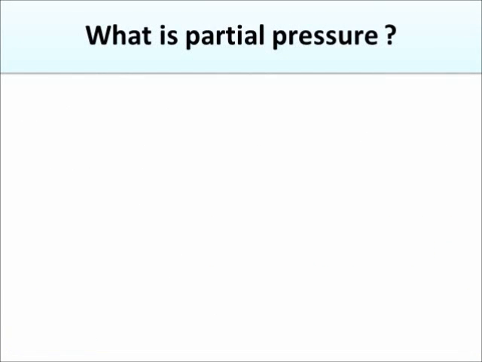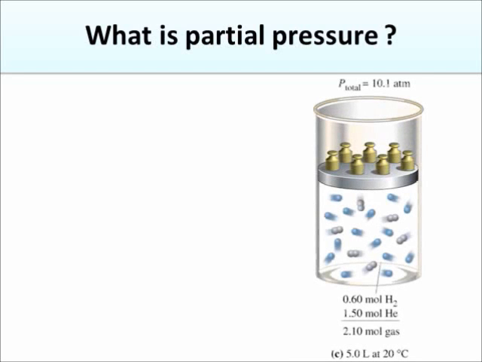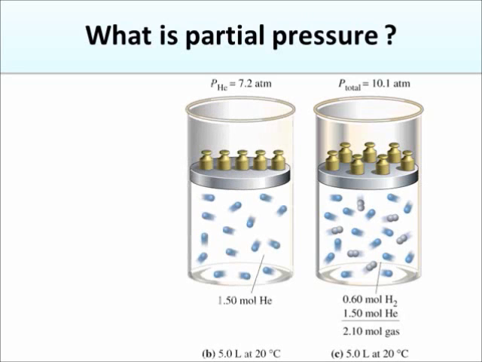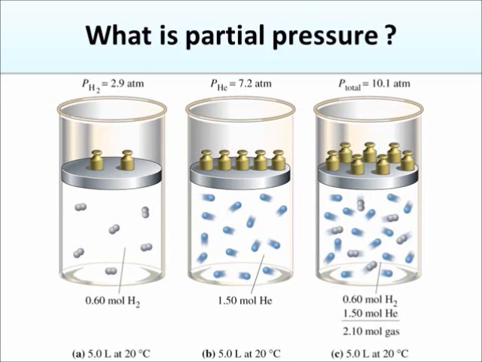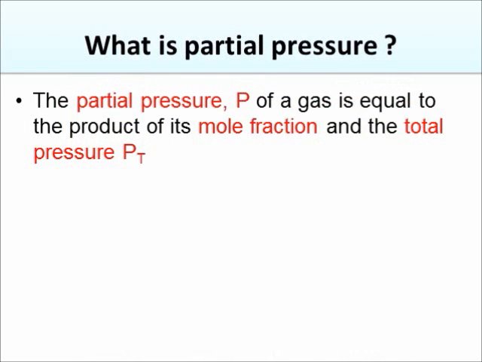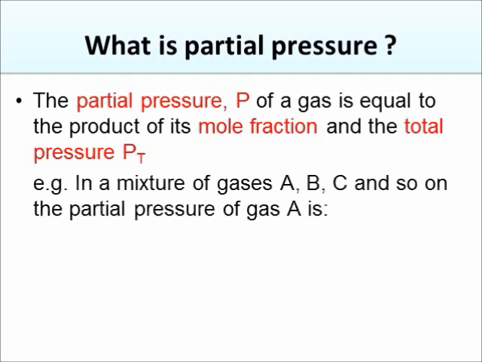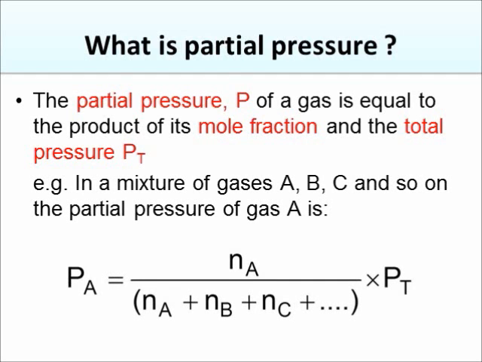Next, we explain what is partial pressure. The total pressure in a mixture of gases is due to each molecule bombarding the walls of the container. At constant temperature, each gas in the mixture contributes to the total pressure in proportion to the number of moles present. The pressure exerted by any one gas in the mixture is called its partial pressure. The value of partial pressure for each gas can be obtained by multiplying its mole fraction with the total pressure.